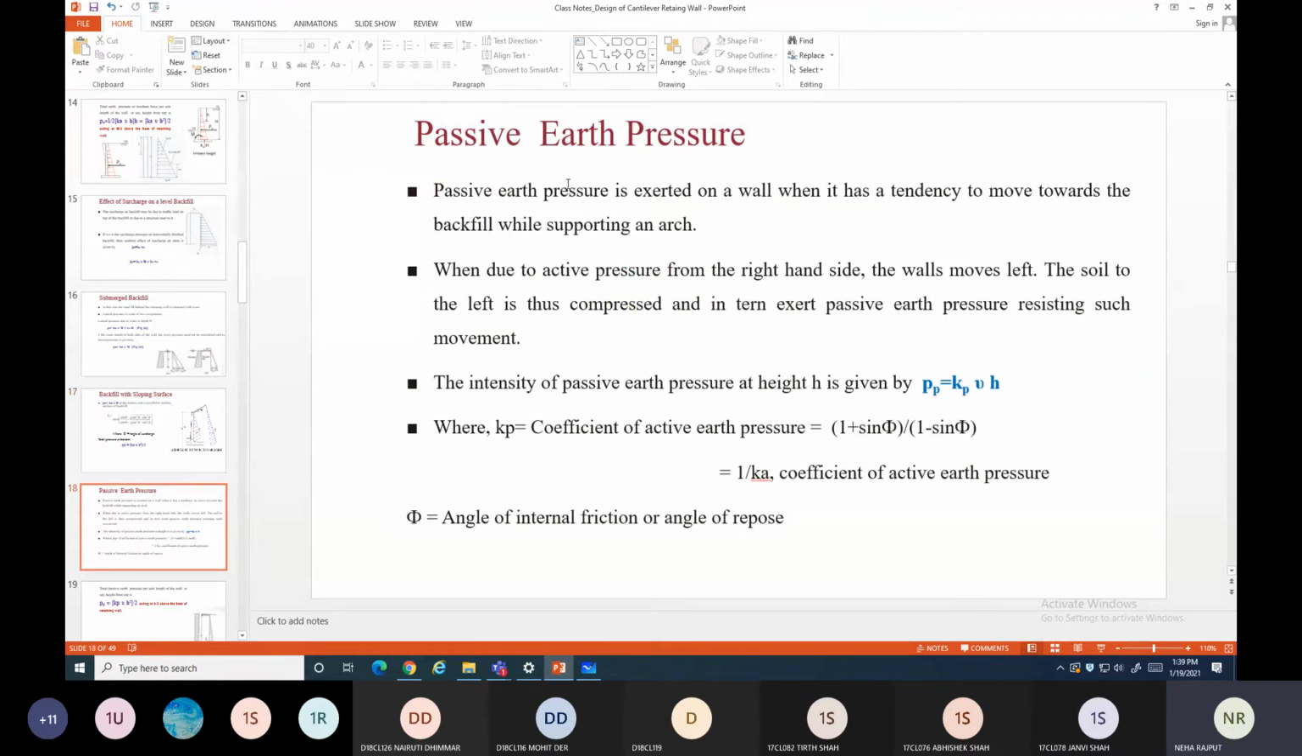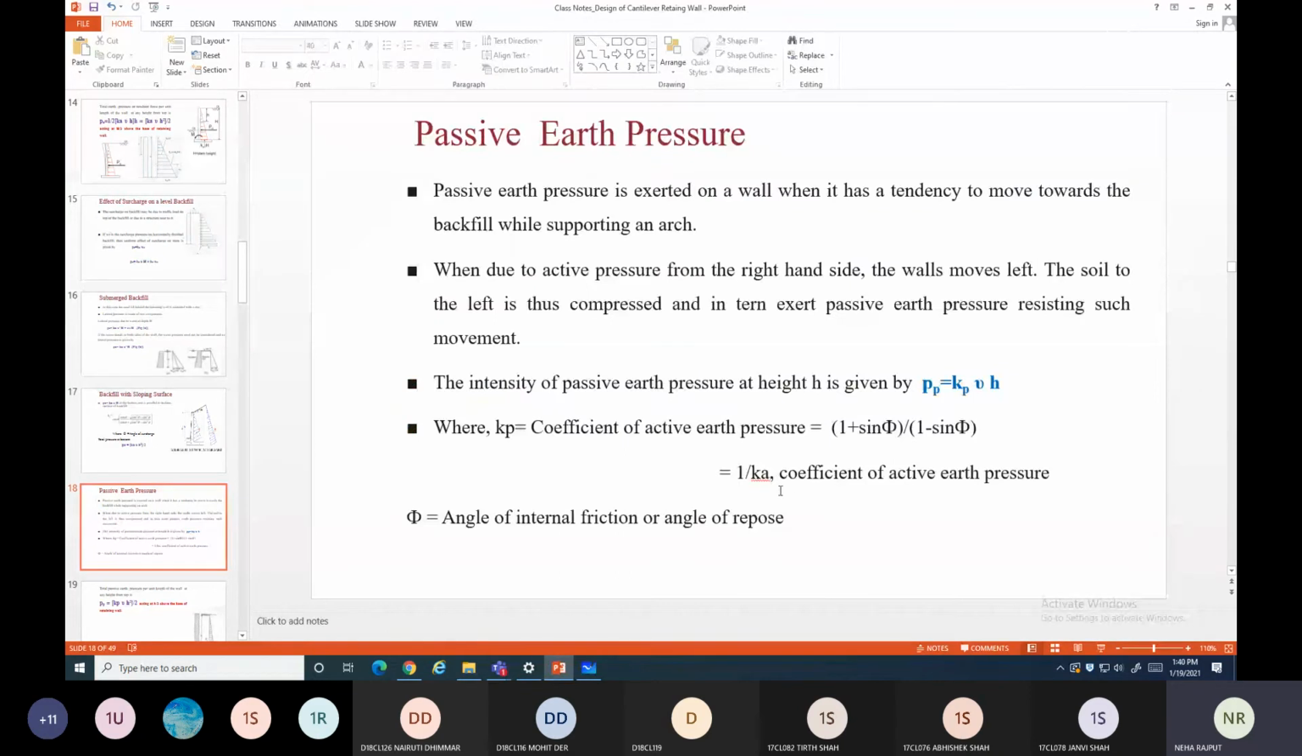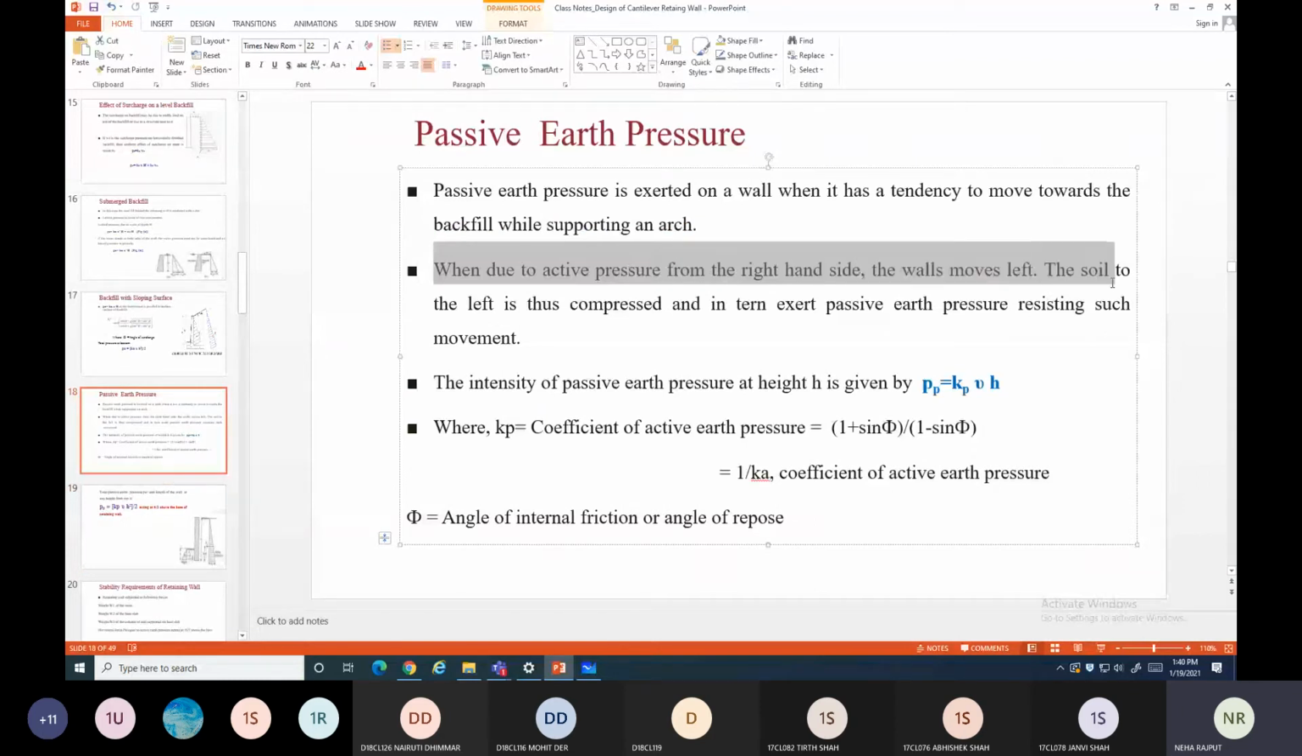Then this is the passive earth pressure, opposite to the active earth pressure. If Pa is Ka gamma H, then passive pressure will be Kp into gamma H, where Ka is inversely proportional to Kp. So once you have Ka, you can get the value of Kp. When due to active pressure from the right hand side the wall moves left, the soil to the left is thus compressed and in turn exerts passive earth pressure resisting such movement.